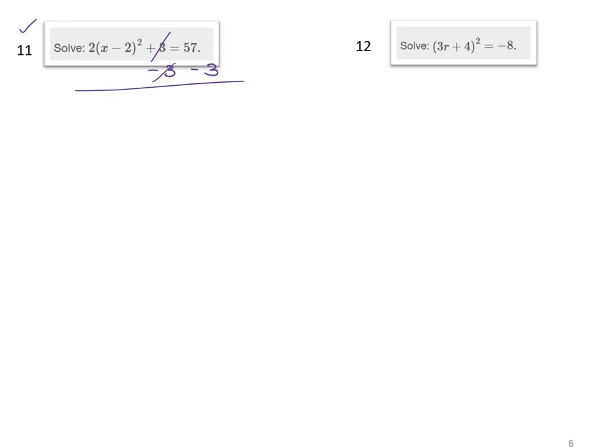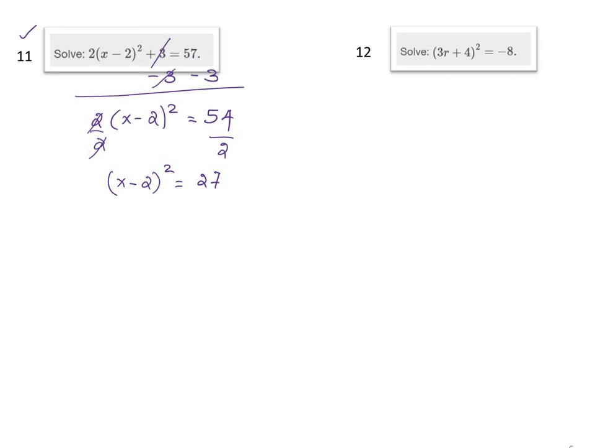That will cancel out. So 2 times x minus 2 the whole square is equal to 57 minus 3, that is 54. Okay. Now what we want to do? Our aim is to find the value of x. So first of all, we have to eliminate the 2. For that, we can divide both sides by 2, right? To cancel out. So x minus 2 the whole square is equal to 27, because 54 divided by 2 is 27.